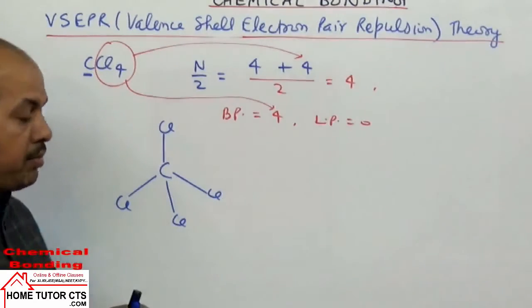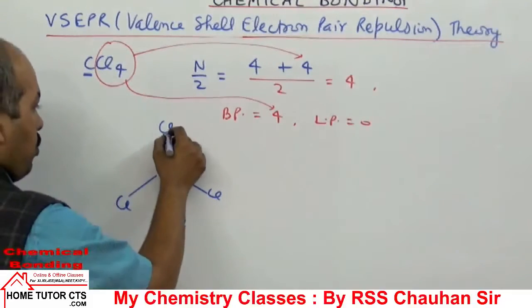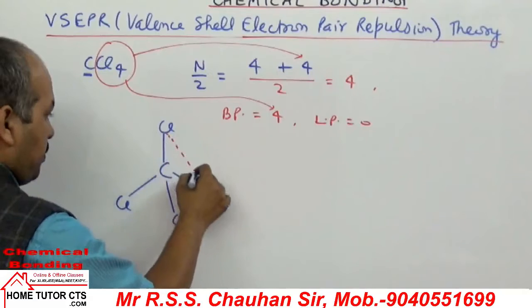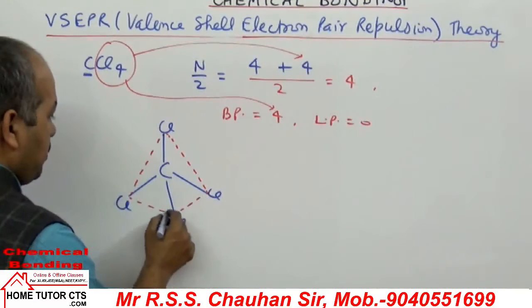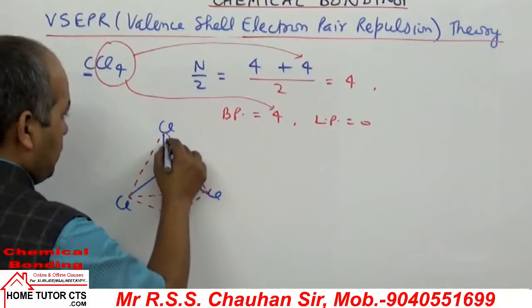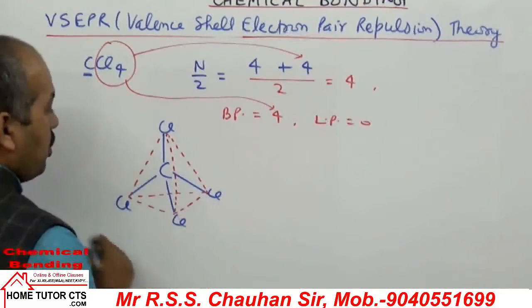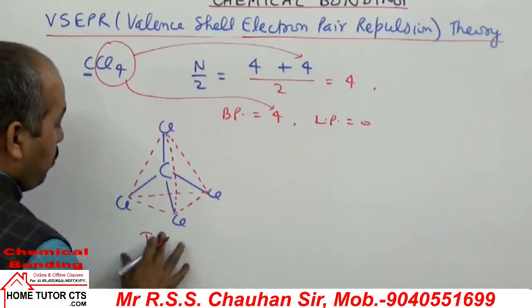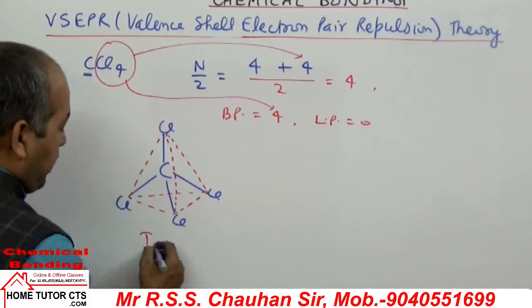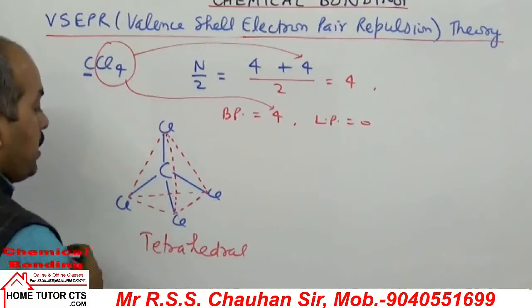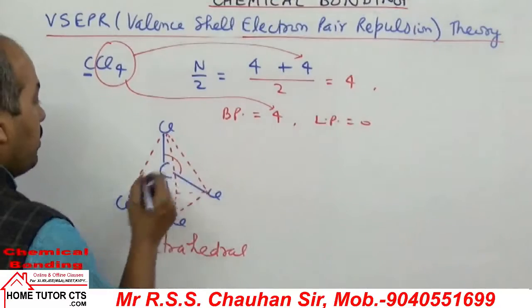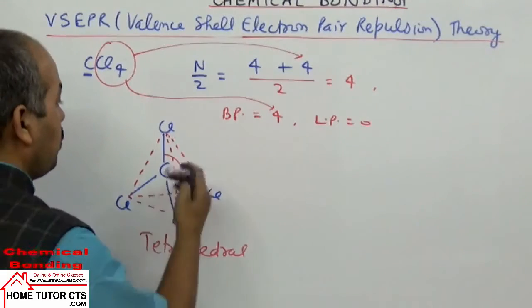Now when the geometry becomes tetrahedral, how do we draw it? When we join all the corners, this geometry is called tetrahedral. It has 4 faces, so tetrahedral. In this geometry, all the bond angles become equal. All the angles will be the same, equal to how much?